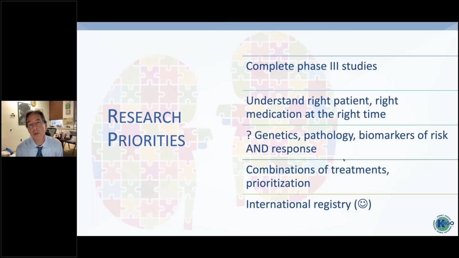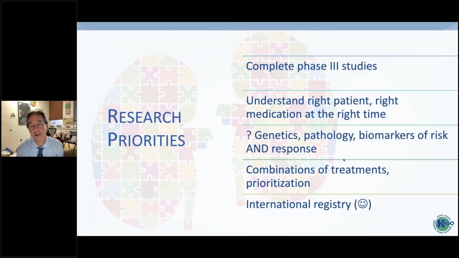We need to get to the point where we understand who is the right patient for the right medication at the right time. So we need to understand our patients better and be able to individualize their therapy. To do so, we really have to understand better the genetics of IgA nephropathy, how to interpret the pathology, and what biomarkers and response to therapies will really tell our patients what their individual optimal treatment paradigm will be.